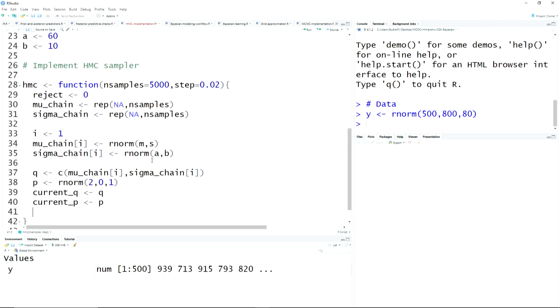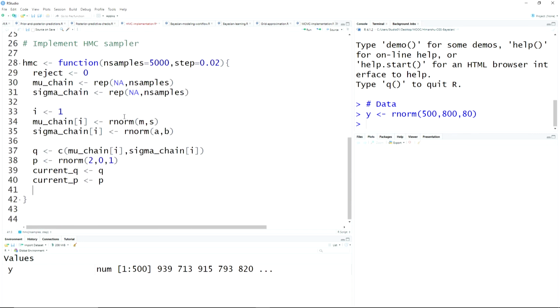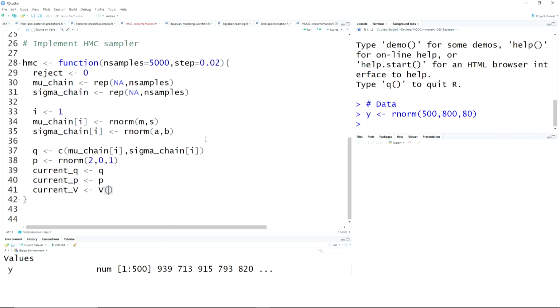Once I've recorded the current position and current momentum, now I can calculate the potential energy in the current position, so current V. Current V will be, I will just call this function V and pass on all these things: mu, sigma, y, n, m, s, a, b, right? So in this function, I will pass on mu and sigma, which would be given by just, let's say, q1 and q2. q1 is mu, q2 is sigma, right?